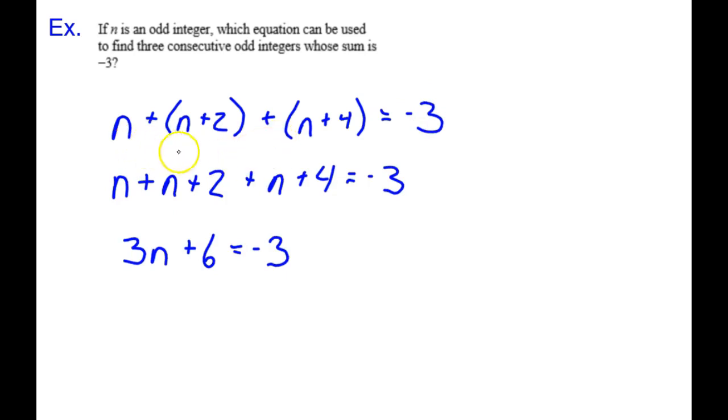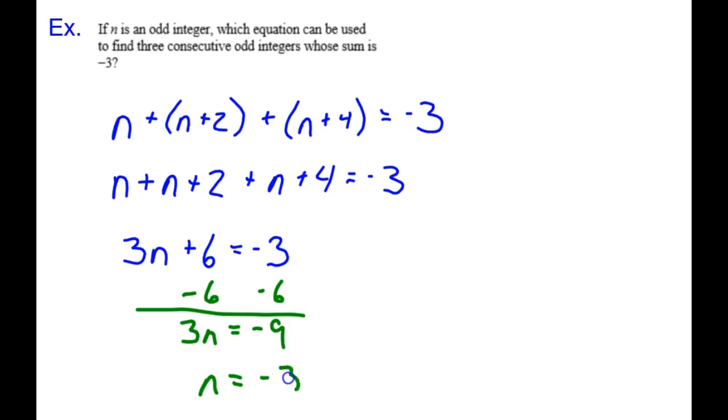Since we just have addition going on, we can just get rid of the parentheses around those expressions that represent those consecutive integers. So now we have n plus 2 plus n plus 4 equal to -3. n plus n simplifies to 3n. 2 plus 4 simplifies to 6, equal to -3. Okay, so now we can actually go through and solve for n. We would subtract 6 from both sides. 3n is equal to -9. We would divide by 3 to get n equals -3.